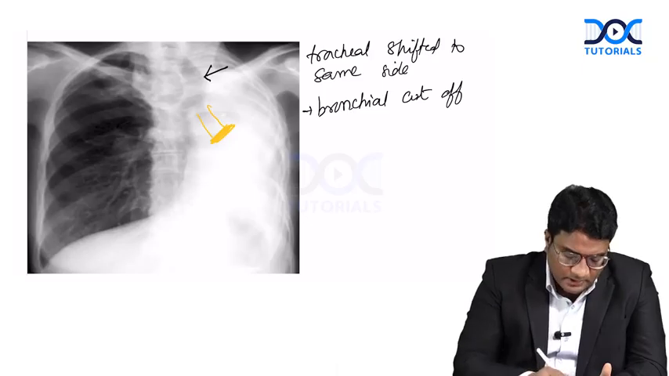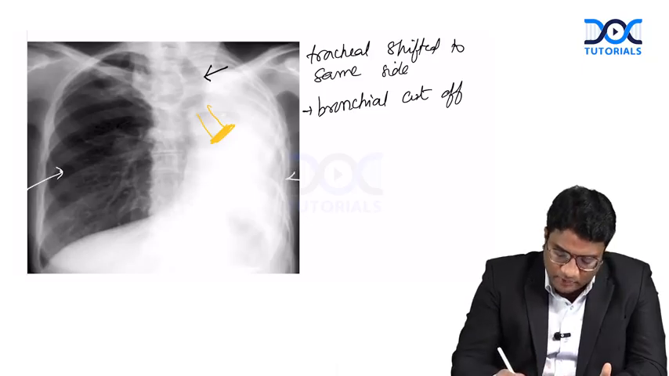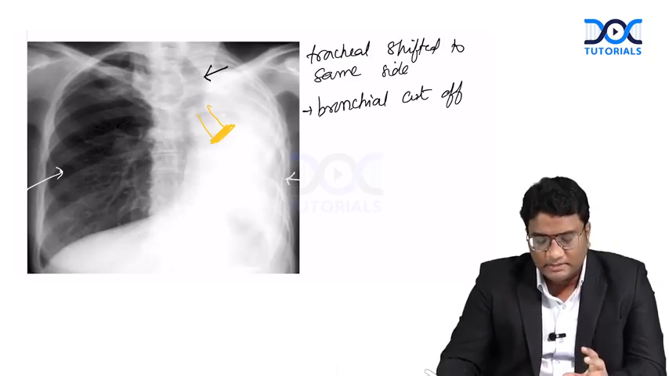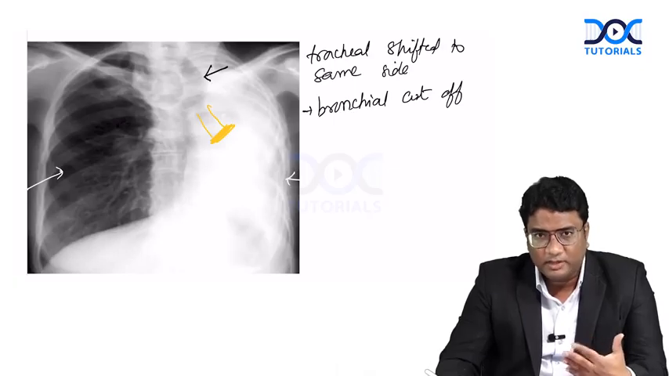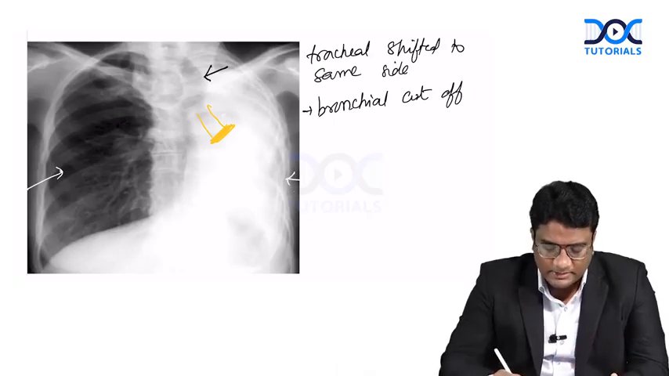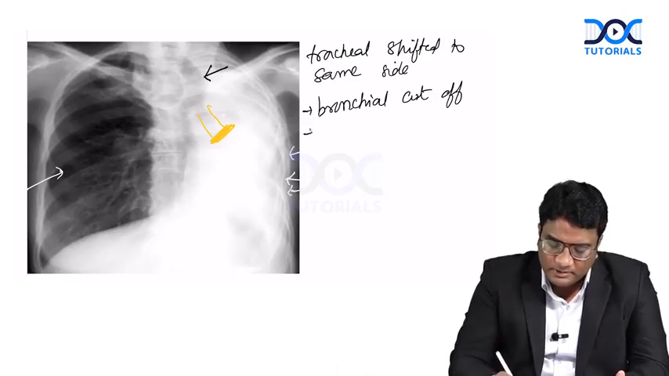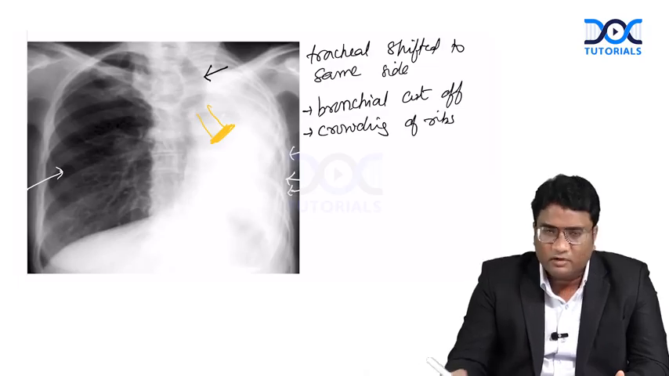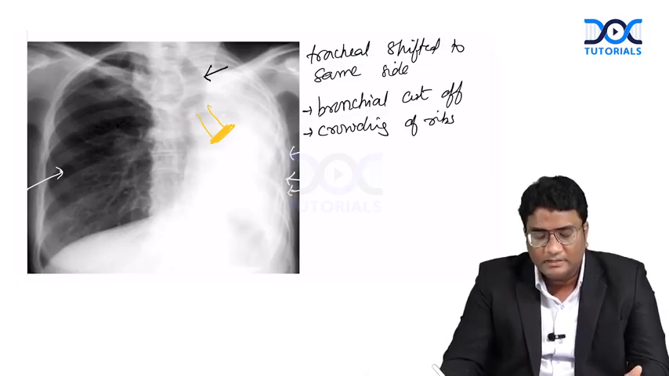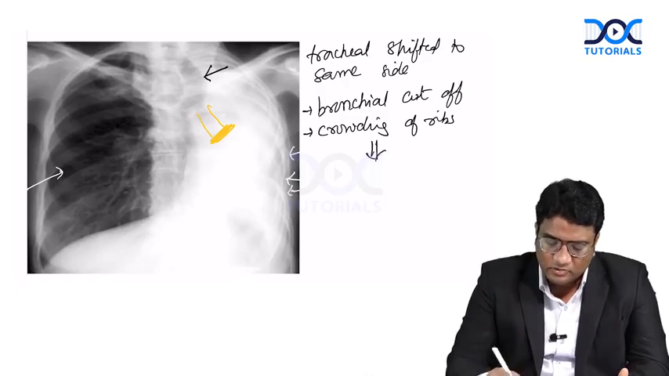And compare the ribs here on the side of the lesion. So you can see that in the left hemithorax, the ribs are appearing to be crowded. They're all close by compared to the right side. The left side, the ribs are appearing to be very close by. There is crowding of ribs. So when you see bronchial cutoff, trachea shifted to same side, there is crowding of ribs, all of these indicate volume loss. Okay, so this is suggestive of a lung collapse.